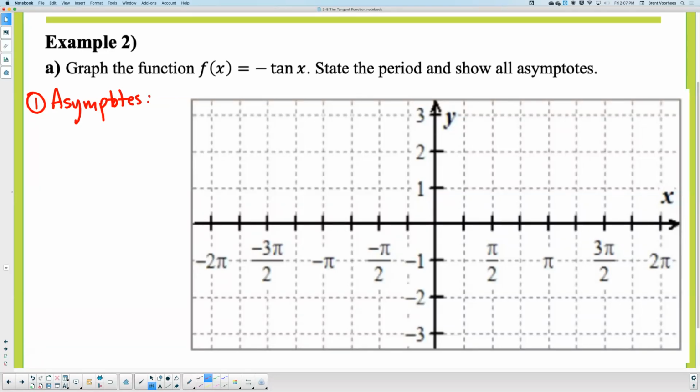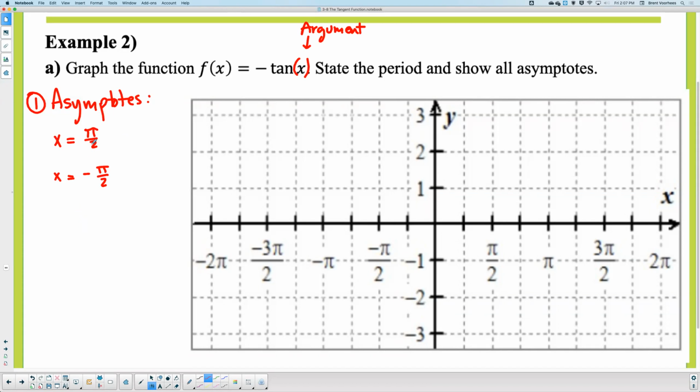What you do is you take what's called the argument. You take the inside. This is the argument. You take what's on the inside and you set it equal to the parent function's 2 asymptotes. We're going to set x equal to pi over 2, and you can also set it to 3 pi over 2. I'm going to use negative pi over 2 because it's just easier numbers. You set the argument, whatever your argument is, equal to those two values.